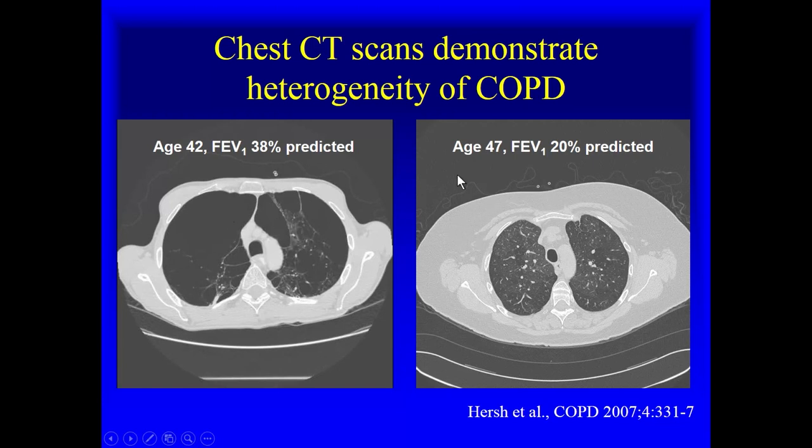The other patient has even more severe airflow obstruction with an FEV1 of 20% predicted, with no emphysema seen at all in a chest CT scan. There are small centrilobular nodules consistent with airway disease being the predominant mechanism in this patient.